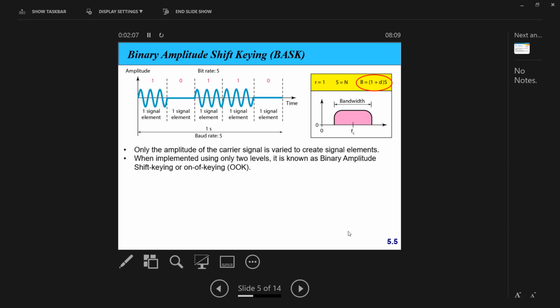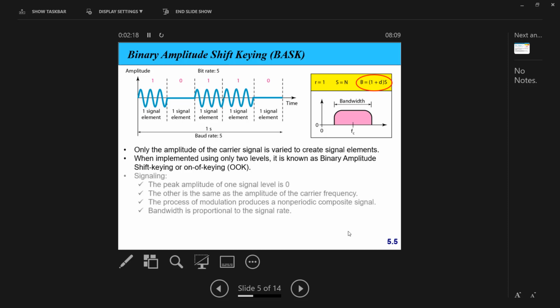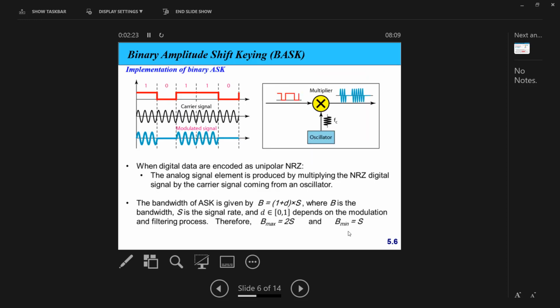And in the binary amplitude shift key, we change the amplitude based on the received data. So 1 gives amplitude, for example, equal to V, and 0 will have 0 amplitude. So we name it on-off keying or amplitude shift keying. And the implementation of this technique is very easy, just using unipolar non-return to 0 to represent the digital data, then multiply by the signal we want to change the amplitude for with carrier frequency Fc, and in this case the bandwidth will be 1 plus d multiplied by s.